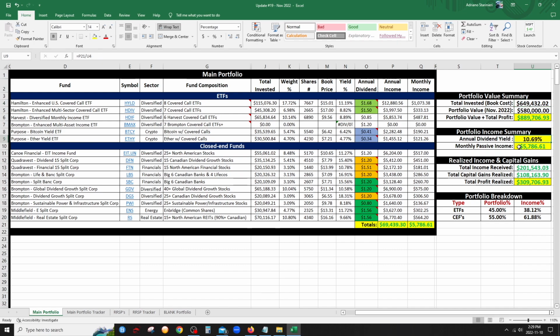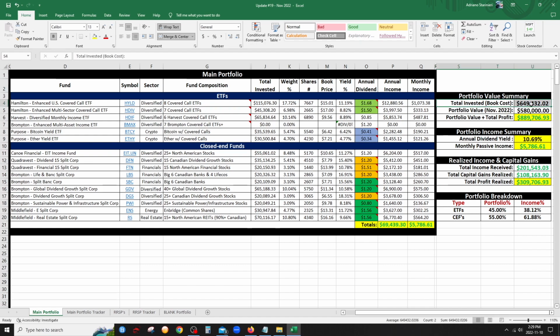divided by what is it here? Divided by the total annual income. That's it. It's the opposite. The total annual income, so it's 69,439 divided by my total money invested or book cost. That's what gives you my yield, which is just under 10.7% here annually. So that's basically what I track.